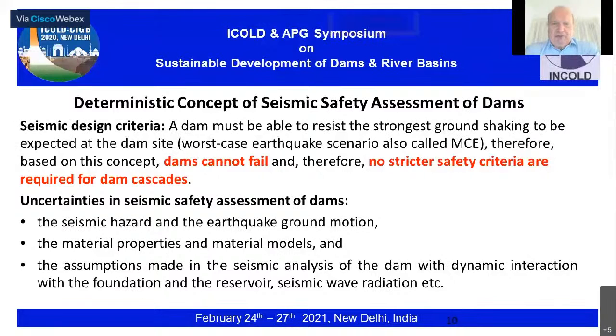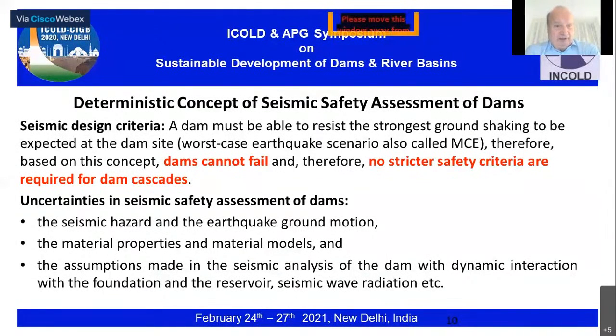A dam must be able to resist the strongest ground shaking to be expected at the dam site, which we call the worst case earthquake scenario, also referred to as the maximum credible earthquake, or MCE. Therefore, based on this concept, dams cannot fail, and no stricter safety criteria are required for dam cascades. So if we design for MCE, basically there is no reason to use stricter safety standards.